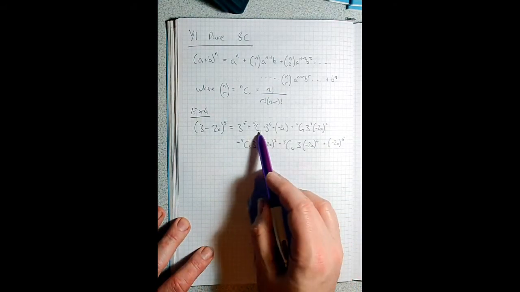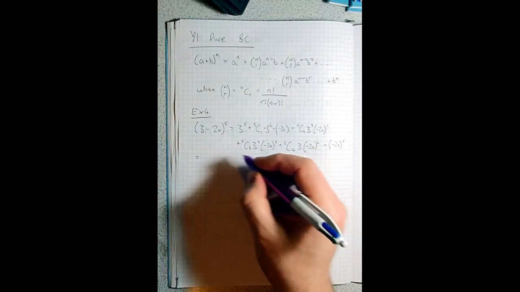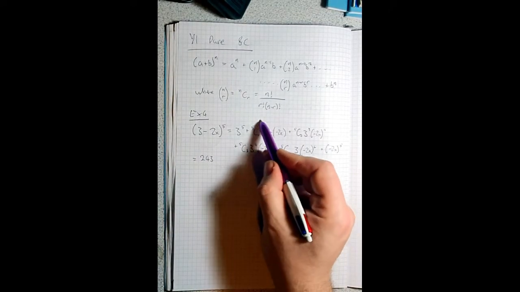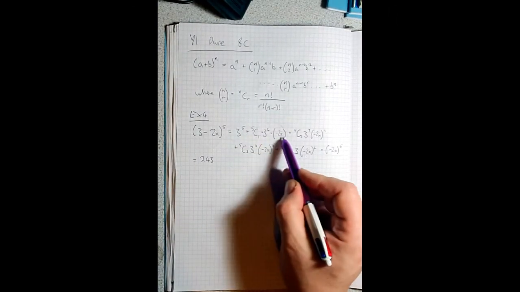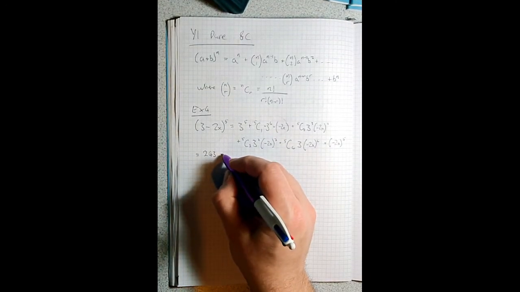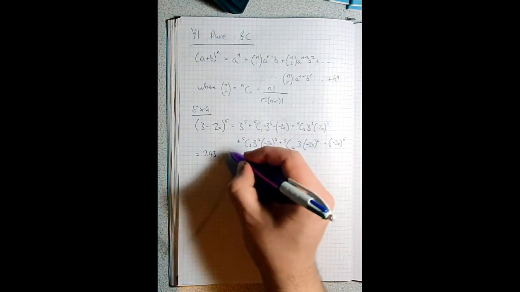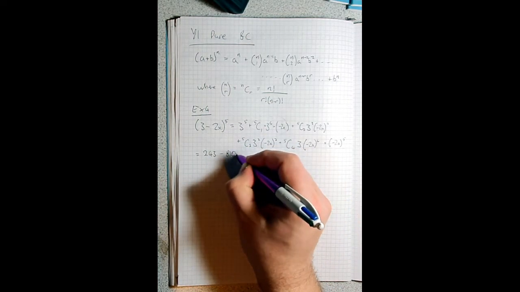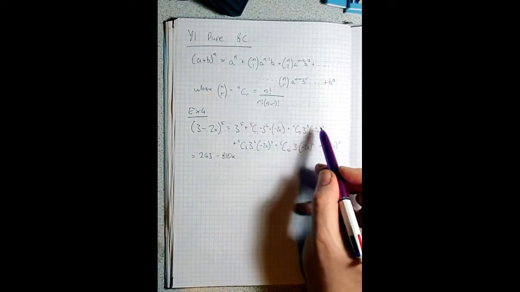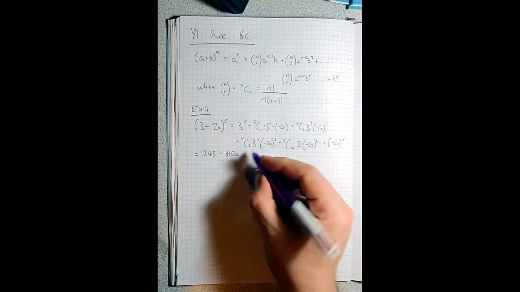And I can just use my calculator to type this in. So 3 to the 5, 243. The next term is going to be negative, because I've got a negative term there. So minus 5C1 times 3 to the 4 times 2, 810x. 5C2 times 3 to the 3. Now this is going to be a positive term because my negative is squared.